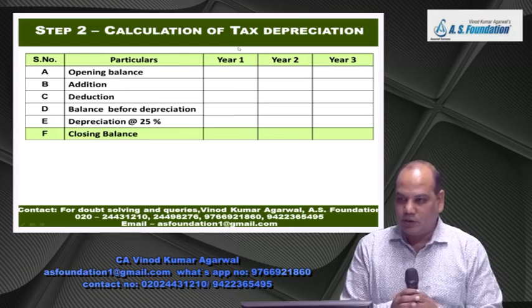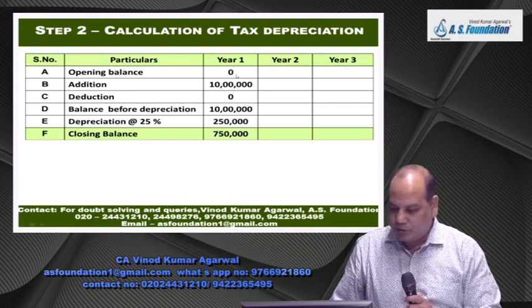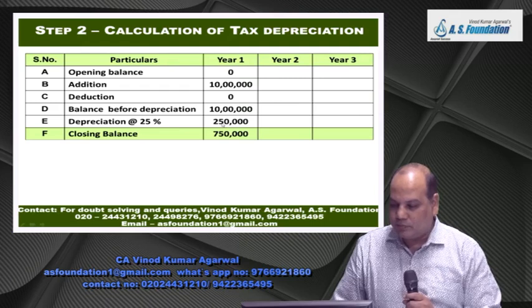Written format, check. First year, opening balance 0, addition 10 lakh, deduction 0, balance before depreciation 10 lakh, depreciation first year tax depreciation 2,50,000, closing balance 7,50,000. Check second year.